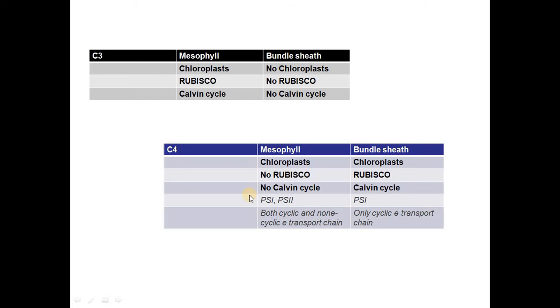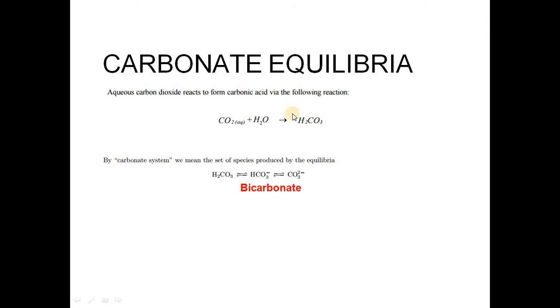Now, when we look at the C4 plants, what we see is that there is no rubisco in the mesophyll and so no Calvin cycle there. Rubisco and the Calvin cycle are located in the bundle sheath cells. This is kind of strange, because photosystem 1 and photosystem 2 are present in the mesophyll, and only photosystem 1 in the bundle sheath. So let's try to explain what is going on.